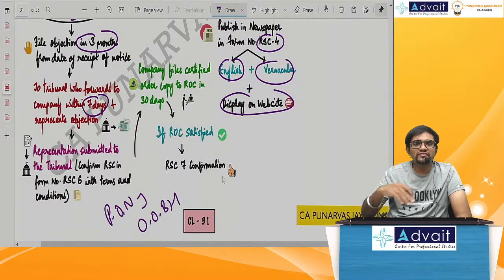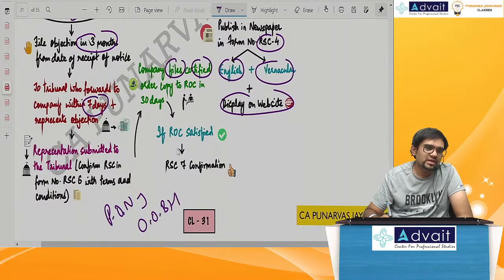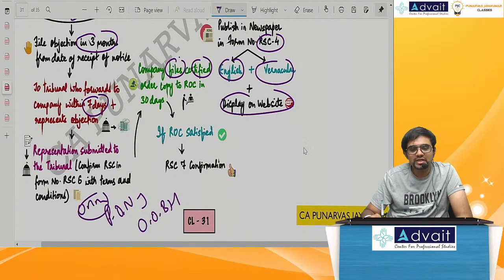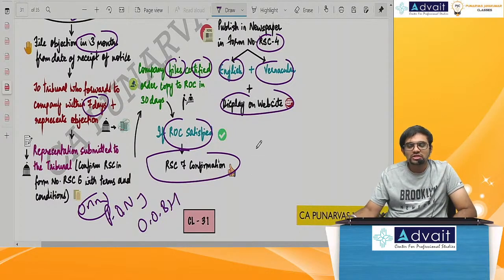Now after everything, if the tribunal is satisfied, the tribunal will pass an order, and then the certified order copy will be given to the ROC. ROC will confirm the same in RSC7. This is the concept of internal reconstruction, reduction of share capital, where I want to reduce the shares.